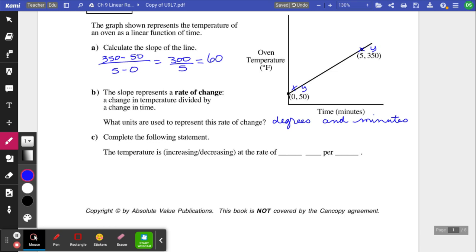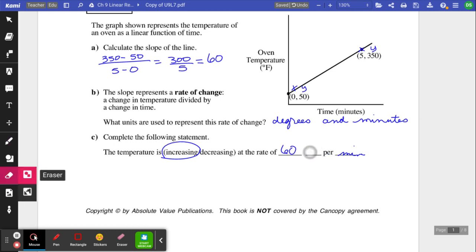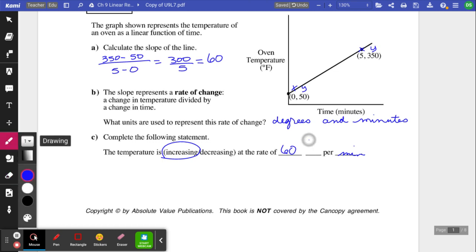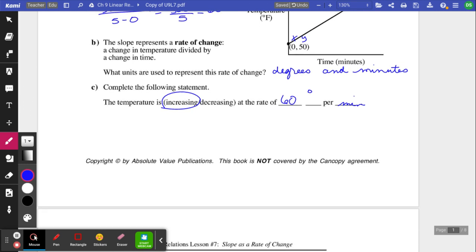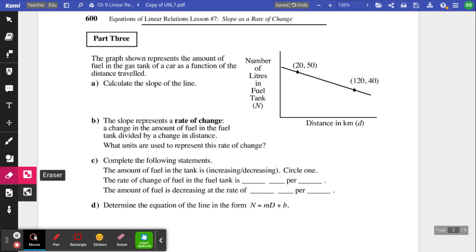Degrees and minutes. And it says, is our temperature increasing or decreasing? Increasing. It's a positive slope at a rate of 60 degrees per minute. Good. So nothing really rocket science involved in this. You're just adding context to your slope. 60 degrees per minute. I could write a little degree symbol in here. There. 60 degrees. Any questions? Does it seem pretty simple? Okay, good. Let's go here.